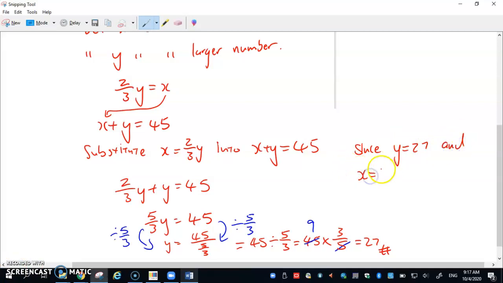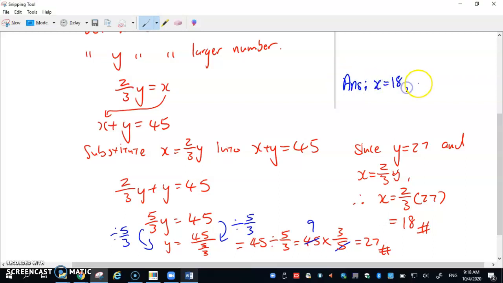x is equal to 2/3y, therefore x is equal to 2/3 times 27. Okay, that will give 18. So the answer is x equals 18, y equals 27. And that's all for this question.